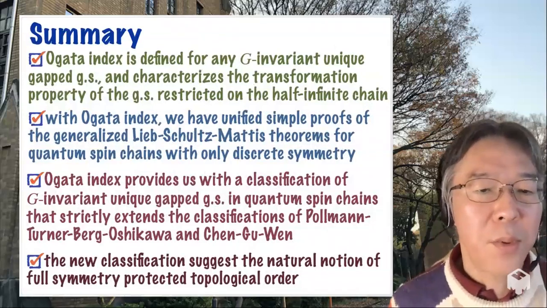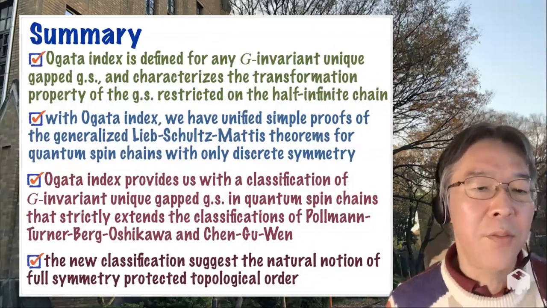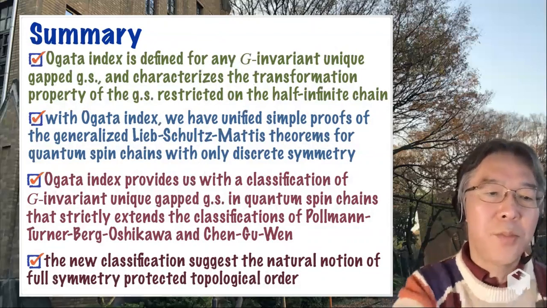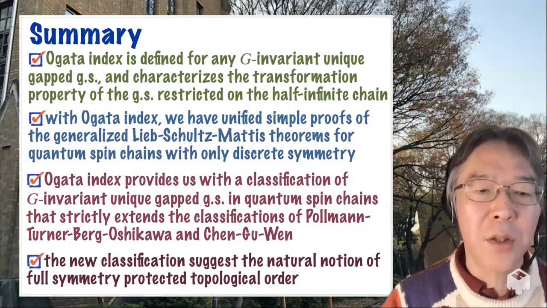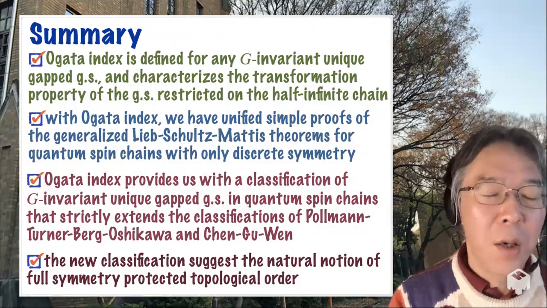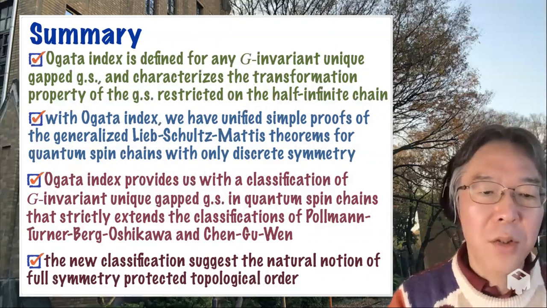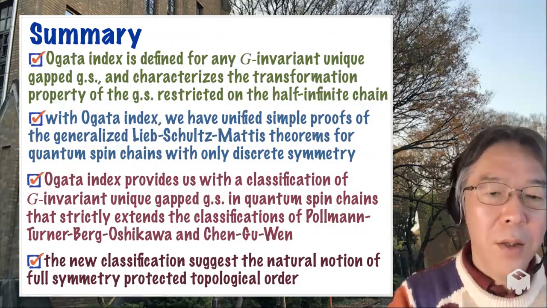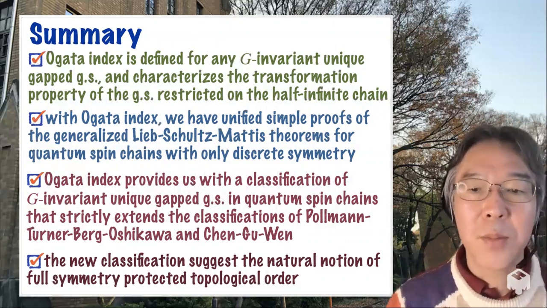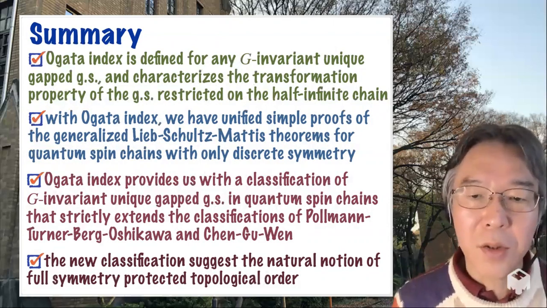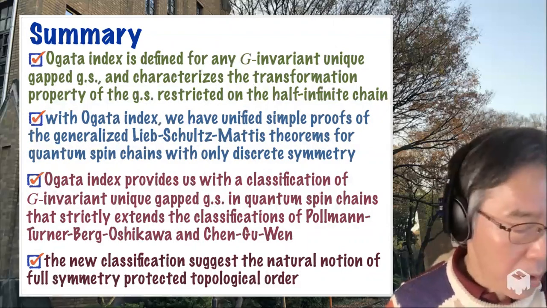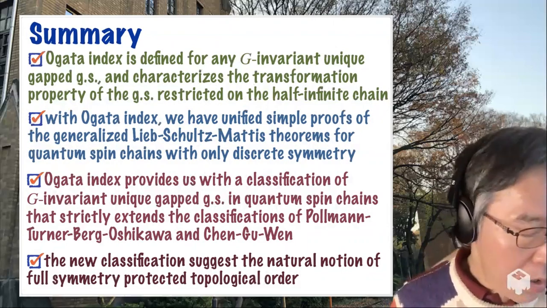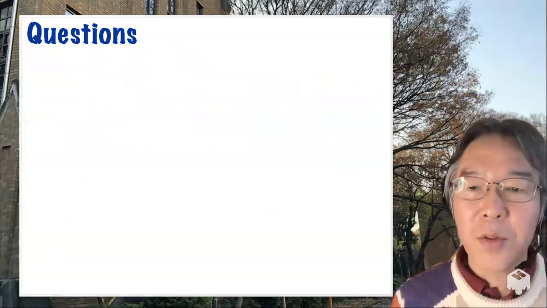And Ogata index provides us with a classification of G-invariant unique gapped ground states in quantum spin chains that strictly extends the classification of Pollmann-Turner, Bahri-Ishikawa, and Chen-Gu-Wen. The new classification suggests the natural notion of full symmetry protected topological order. Okay, so that is the end of my presentation, and now it's time for questions.